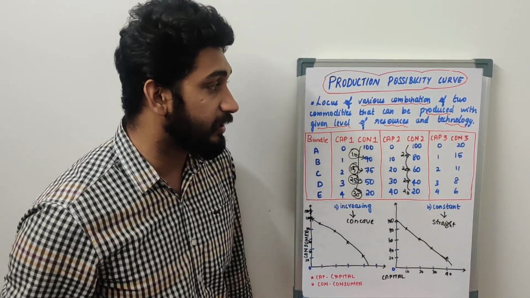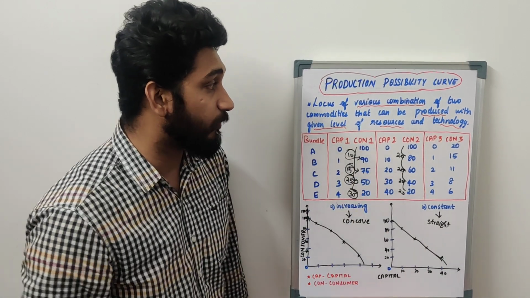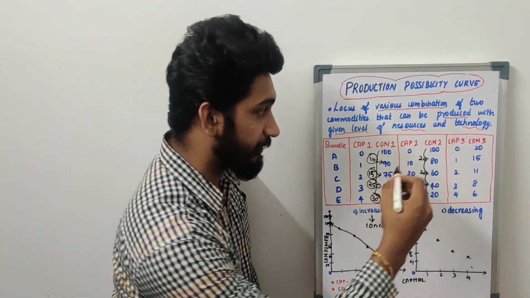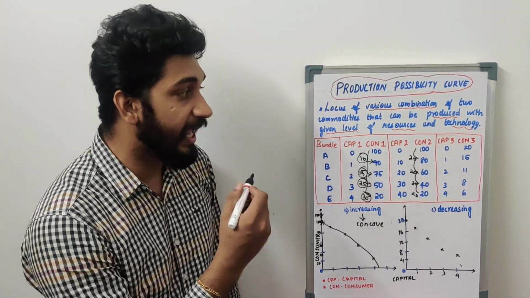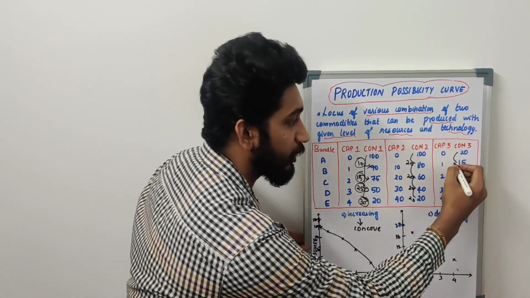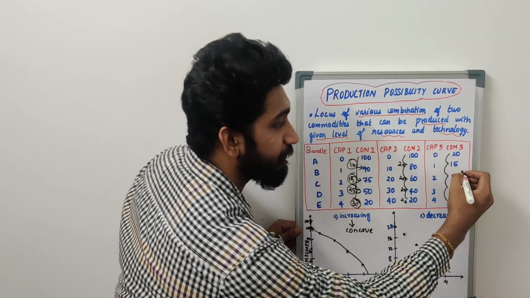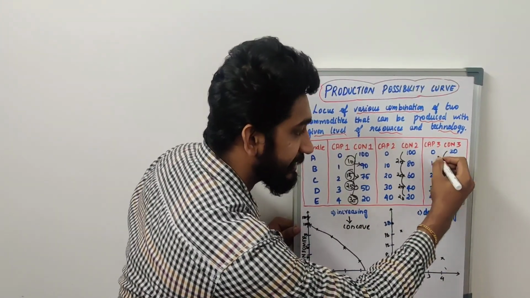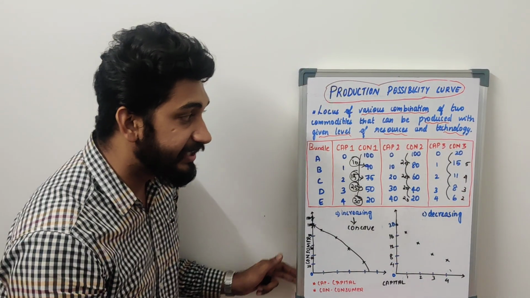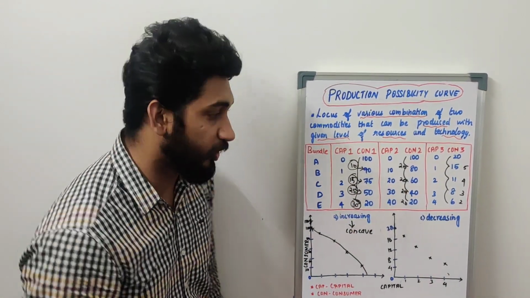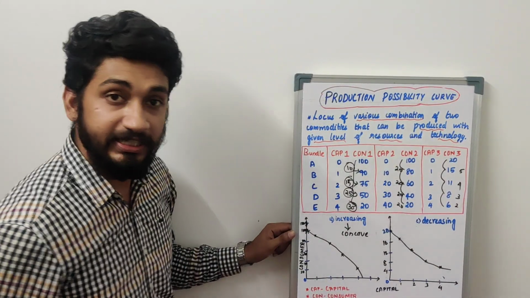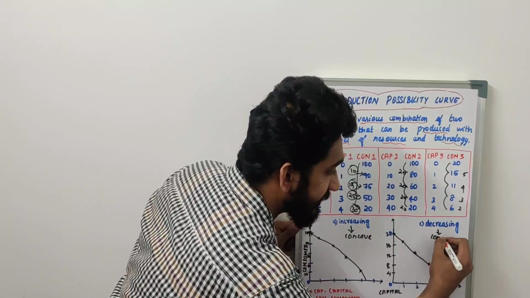Now let us look at the third production possibility schedule. Here you can see at first we were producing 20 consumer goods and no capital goods. As we keep increasing the production of capital goods, let us see our opportunity cost. At first it was 5. Then as we increased to the second, it became 4, then 3, then 2. Here you can see there is a decreasing opportunity cost. So for decreasing opportunity cost, when we plot, we get a curve like this, which is convex in nature.